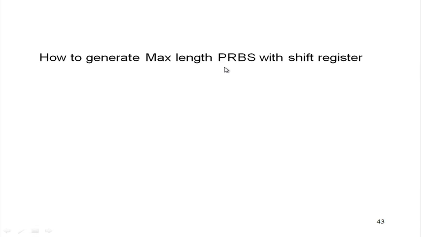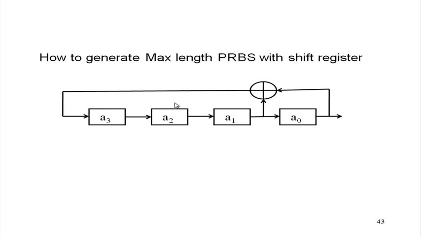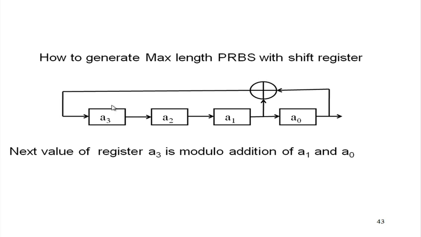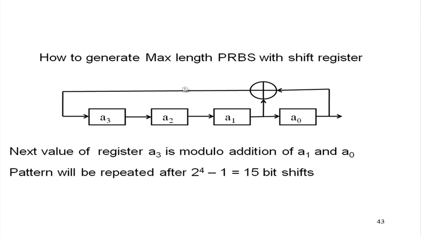How do you generate that PRBS code with a shift register? You know the technique, but still I repeat. Let us say there is a 4 bit shift register A0, A1, A2, A3, and the outputs of A0 and A1 are modulo 2 added and fed to A3, and it shifts in the right side direction. On this side you will get the PRBS code, and the next value of A3 will be the modulo 2 addition of A0 and A1. Like that it will continue.